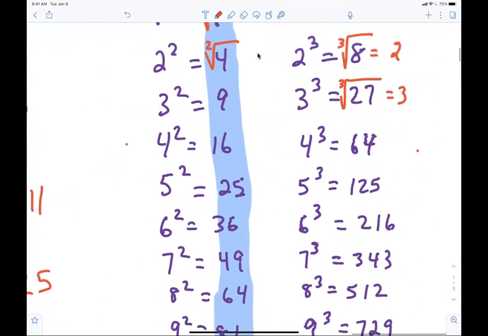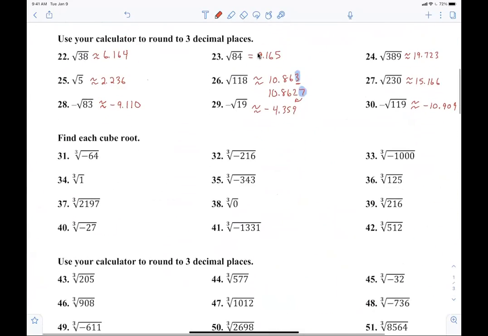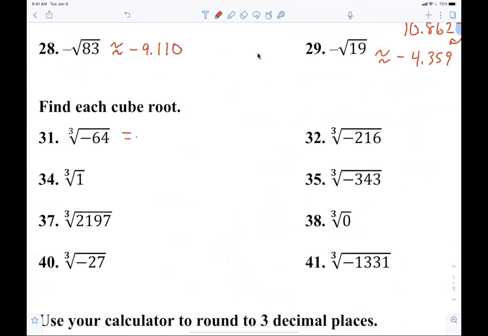The cube root of 64 would be what? Oh, 4. Just 4. You with me? But because it's negative, we're going to call it what? Negative 4. That is correct. Okay, how'd you get 4? I looked at 4 times 4 times 4 is 64. Do you agree with that?